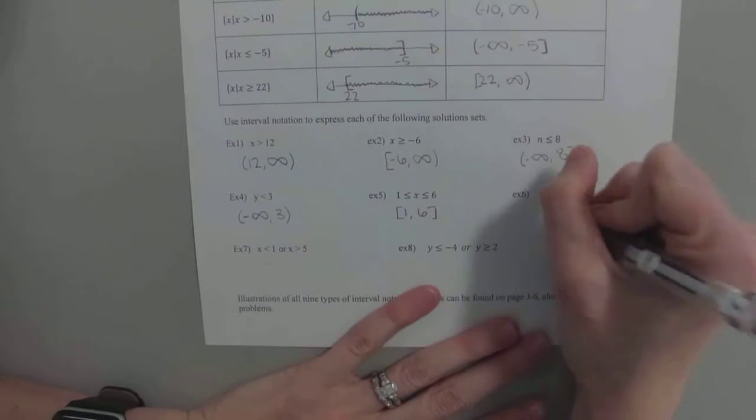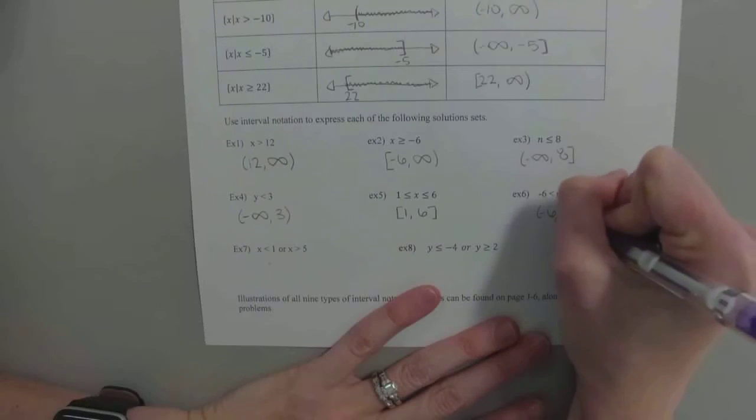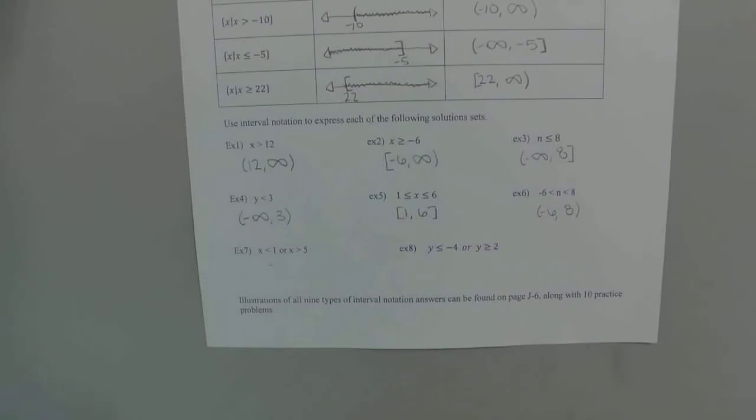Notice example 6 is identical to that, but both of them are strict inequalities, meaning we're not including those bounds. So we're going to use parentheses, (-6, 8). Is that okay? All right, so these are the most awkward ones, 7 and 8.